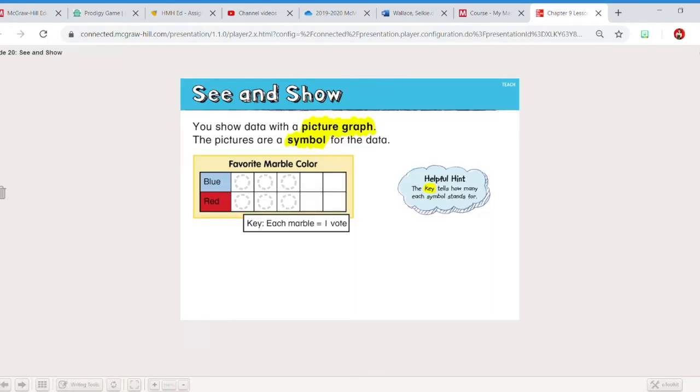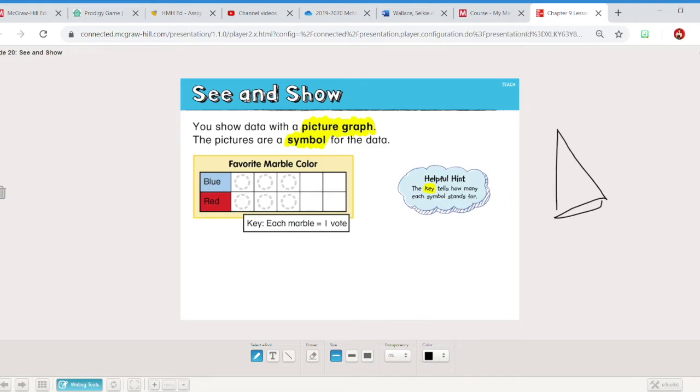So you show data with a picture graph. And remember, data means information, and the pictures are a symbol for the data. So picture, a symbol means it just represents. So if I had, like the bananas, there were 5 tallies for 5 bananas. Or if I had 1 piece of pizza equals 1 vote. It's just another way of showing.